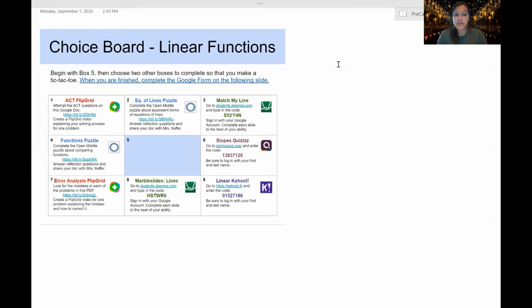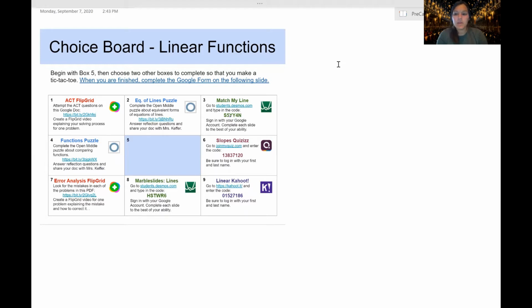Hi guys, so for your next task today, we are going to complete a choice board on linear functions. If you've never done a choice board before, the premise is very simple. I'll give you a certain number of boxes, in this case 9, and you have to choose which ones you would like to complete to learn more or practice more with this concept.